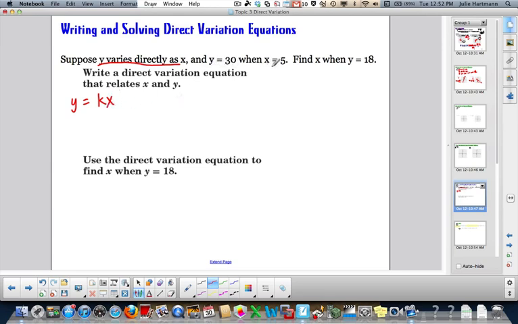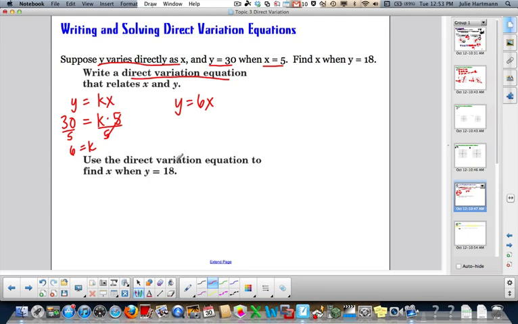Y equals 30 when x equals 5. So plug that in. We have 30 equals k times 5. Solve for k. Well, k times 5's opposite of multiplying is divide, so divide by 5, and k equals 6. So your direct variation equation is y equals 6x.